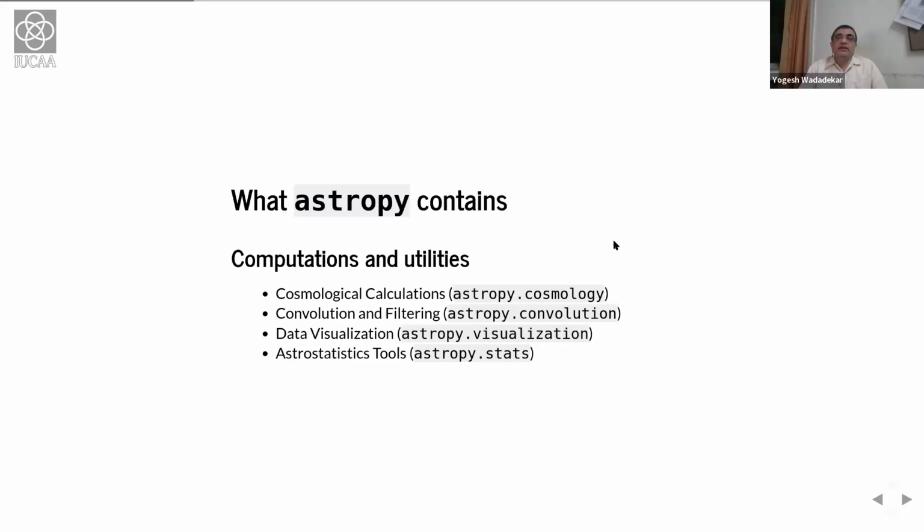Convolution is something that happens all the time, intentionally or unintentionally, in astronomy. astropy.convolution is the place to go for this functionality. astropy.visualization provides some tools for visualizing data. And astropy.stats provides a few things that are not already available in the very, very large and capable scipy.stats module that I mentioned earlier.